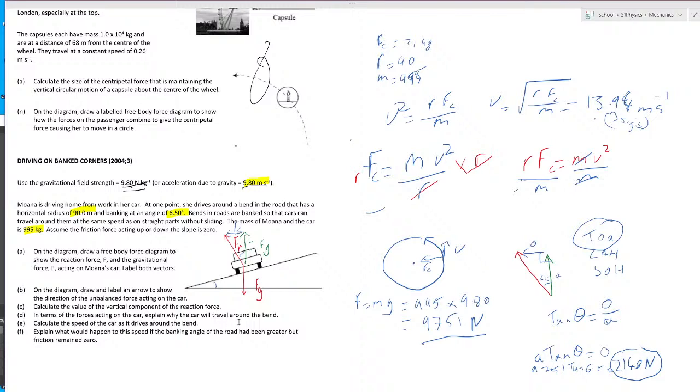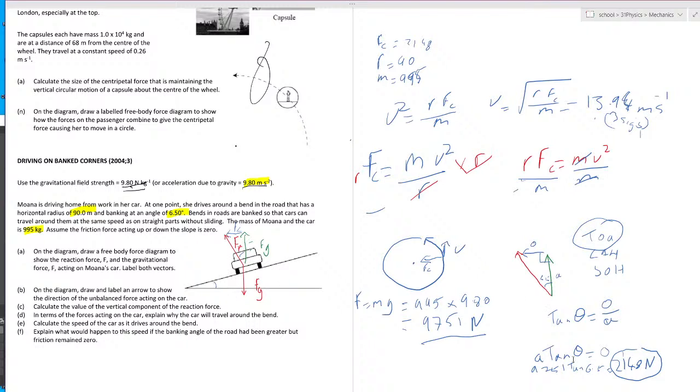The next one looks like an E question, I'm pretty sure. Explain what would happen to the speed if the banking angle of the road had been greater but the friction remained 0. So we need to figure out if our banking angle goes up, what is going to happen to our velocity. I'm just going to talk you through it. If we go back to how we got our centripetal force, our centripetal force is the gravitational force times the tan of the angle. The angle is the angle that the car's sitting at.